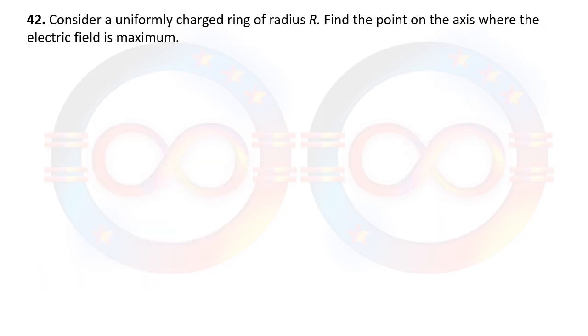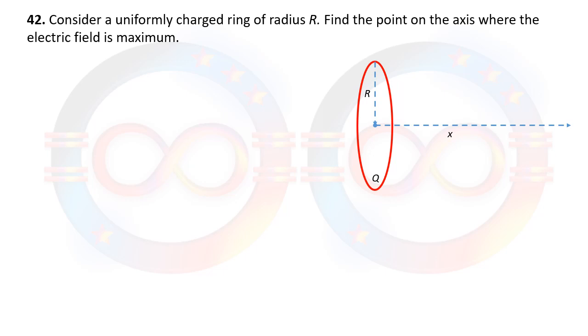Question number 42 is saying that consider a uniformly charged ring of radius r. Find the point on the axis where the electric field is maximum. Whenever we are talking about force is maximum, field is maximum, this kind of question we already did in one of our previous videos, where we had to find the distance where force is maximum. Here the question is, find the distance where field is maximum. We have to calculate the field at that particular point, then take the differentiation equal to 0, and we can find the value. There is only one way.